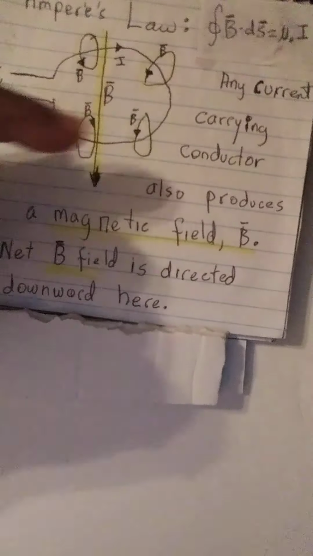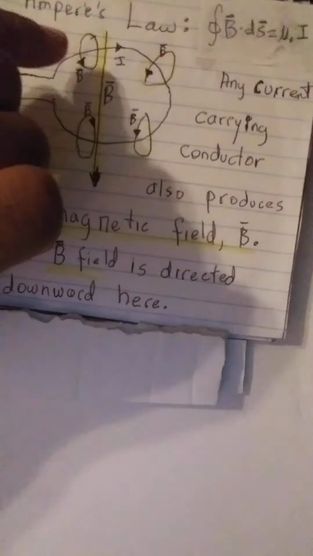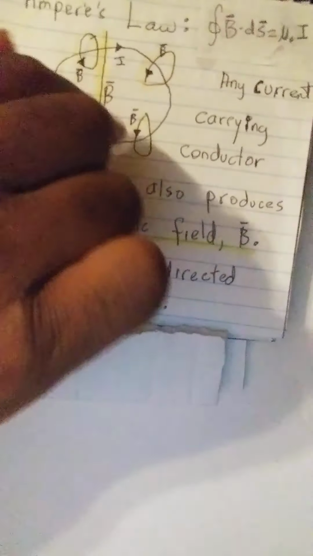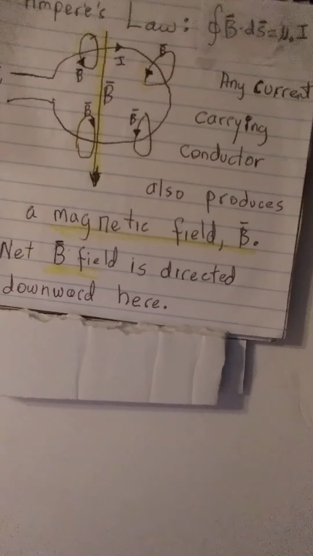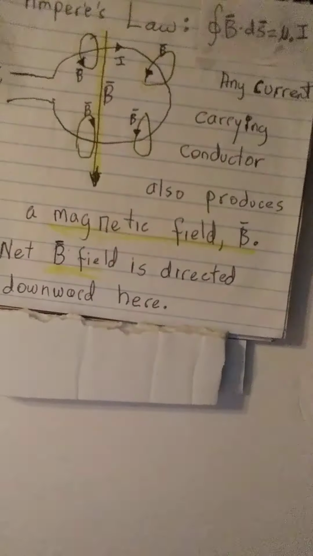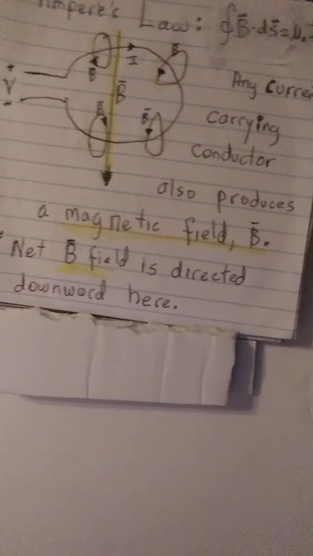So what we have is these little loops, and each of those loops represents current, with the magnetic field, the B field, at that particular point around that current carrying conductor. And the net field is pointing downward, and that's going to be important as we're going to see later on. The important thing is that it's pointed downward.